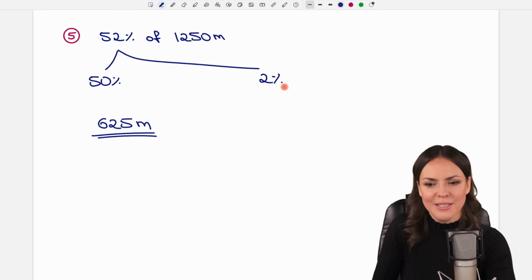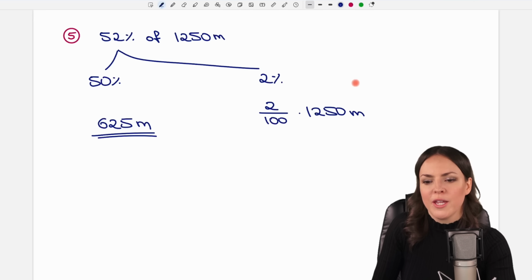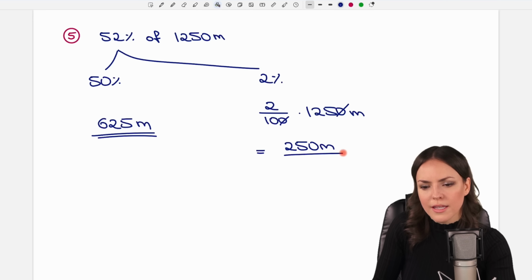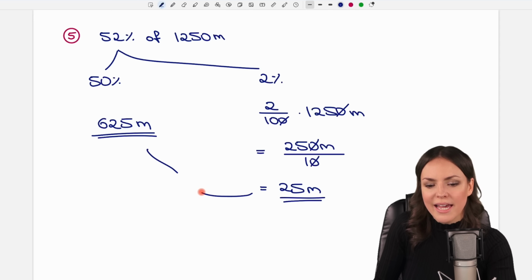Okay, we have our first results. And then the 2%, we can do this again with our fraction method. So write the 2% as 2 over 100 and multiply it by our number. We can cancel out one of the zeros, but then we have 2 times 125 meters, which equals 250 meters. And then we have to divide it by 10, but it's not too bad. We can cancel out the 0 now and get a result of 25 meters. So now we have to add these two to get the final result of 650 meters.